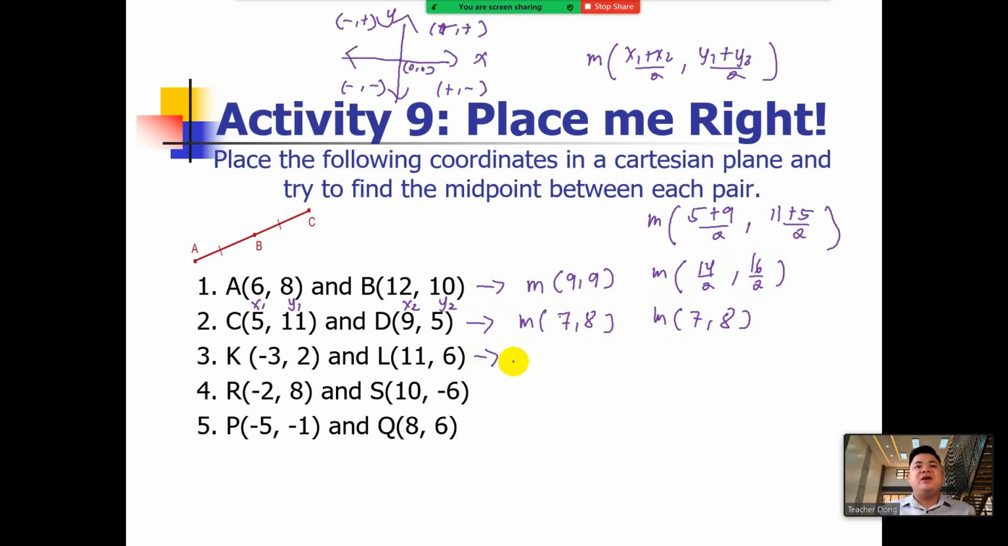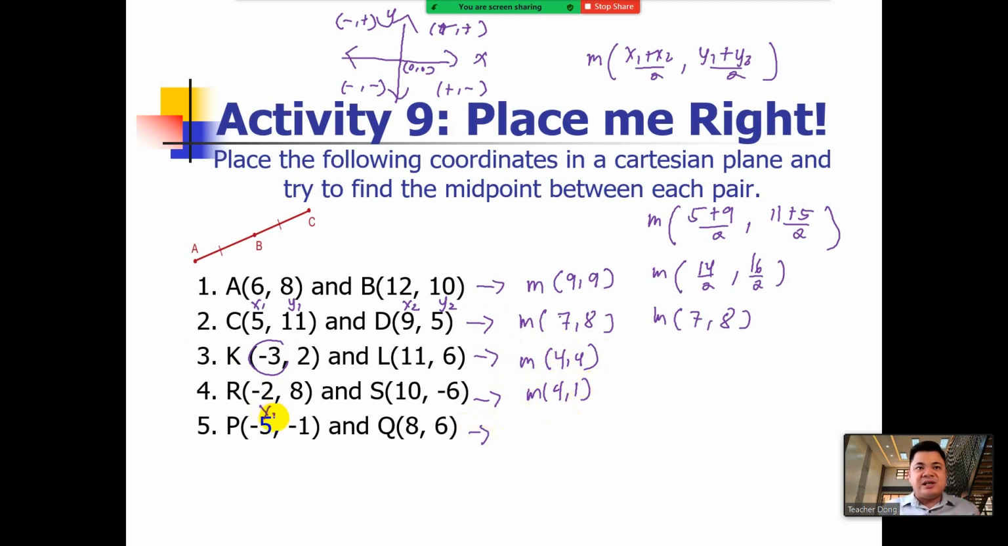Okay, so if one of the coordinates is negative, just remember to include the negative when you are substituting. Please don't forget that. If there is a negative coordinate, please include the negative sign. Don't forget it. Now, for number 3, you should be getting a midpoint of (4, 4). Then for number 4, you should be getting a midpoint of (4, 1).